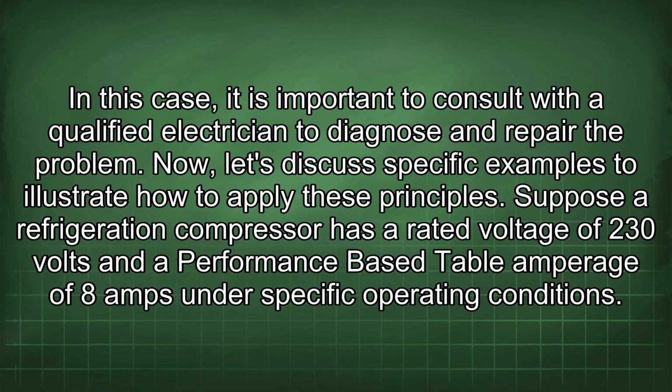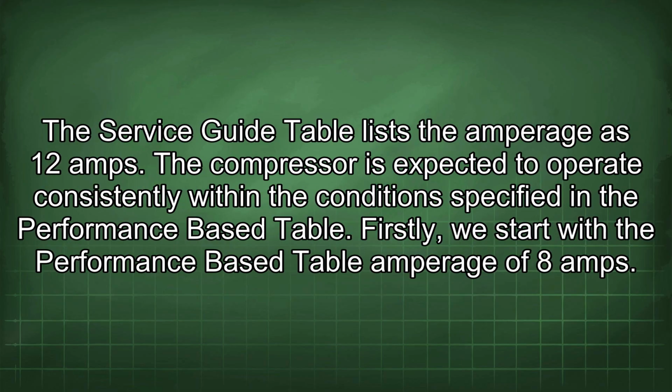Suppose a refrigeration compressor has a rated voltage of 230 volts and a performance base table amperage of 8 amps under specific operating conditions. The service guide table lists the amperage as 12 amps. The compressor is expected to operate consistently within the conditions specified in the performance base table.